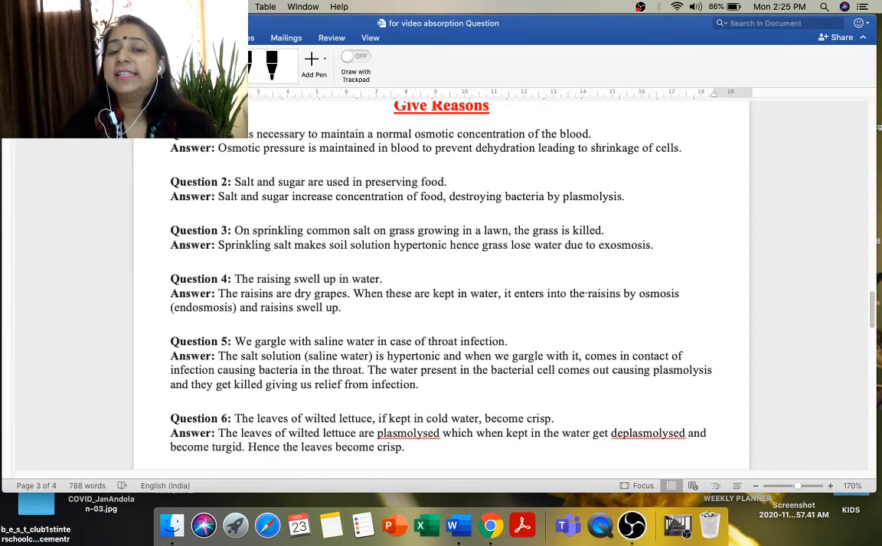Give reasons. Is it necessary to maintain a normal osmotic condition for the blood? Yes, it is. Osmotic pressure is maintained in blood to prevent dehydration leading to shrinkage of the cells.